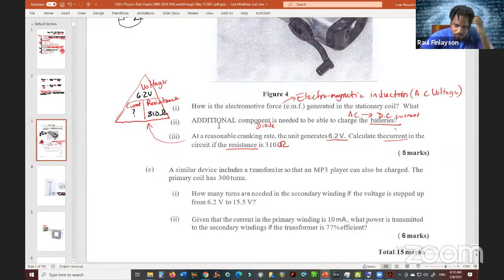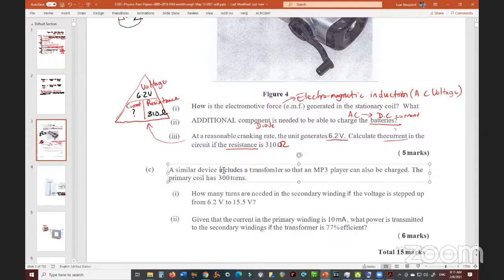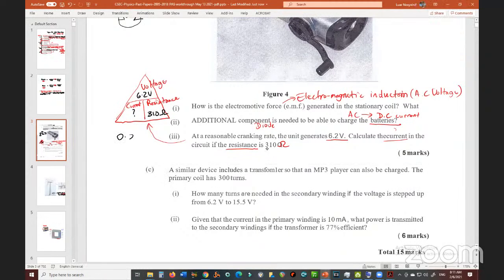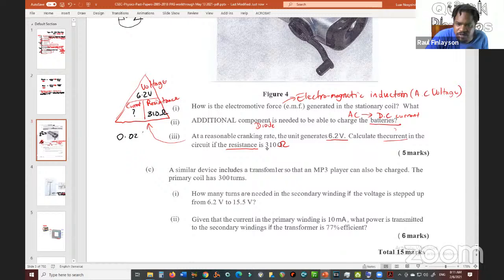All right, and of course that's one way. Similar device. That's why I was on there. Sir, it's 0.02. 0.02 is the answer. All right, so 0.02 amps.